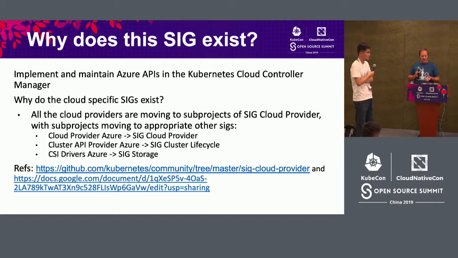Right now there's an effort called cluster-api-provider-azure. That is going to move under the SIG Cluster Lifecycle project. That's also the same thing that is happening for the GCP, AWS, and other cloud providers. And so all of those things are getting consolidated.